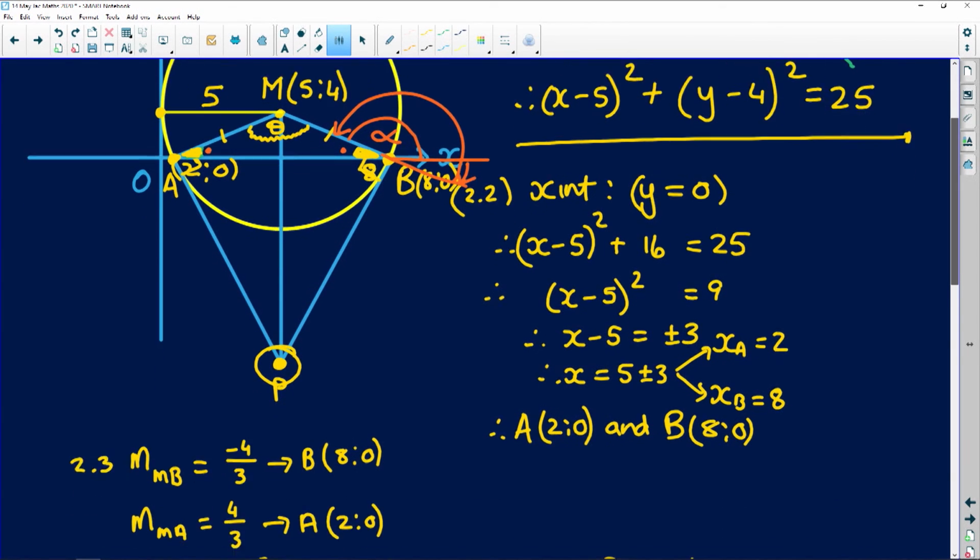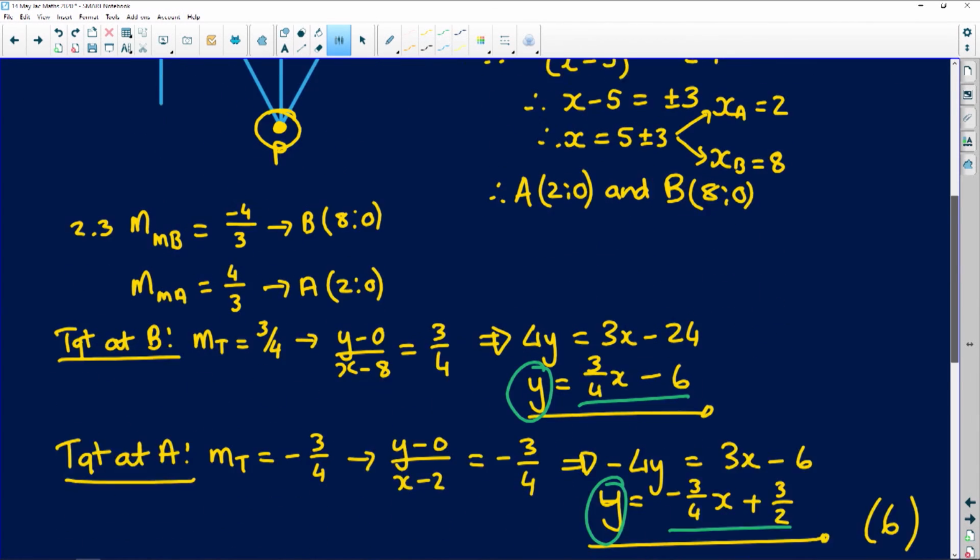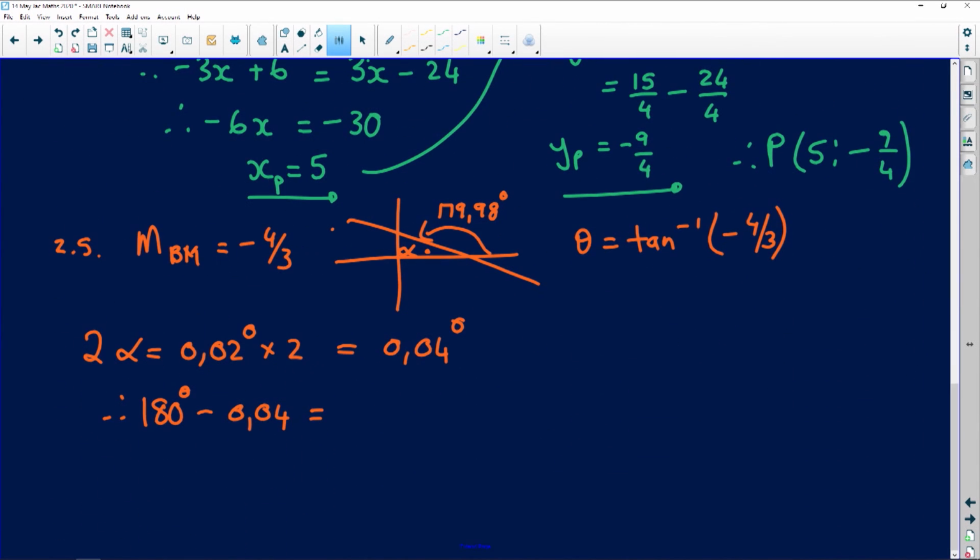Okay, so let's have a look. MB was minus 4/3. Perfect. Okay, so if I take 180 and I subtract that from it, I get a result of 179.96 as that angle that lies at the center.